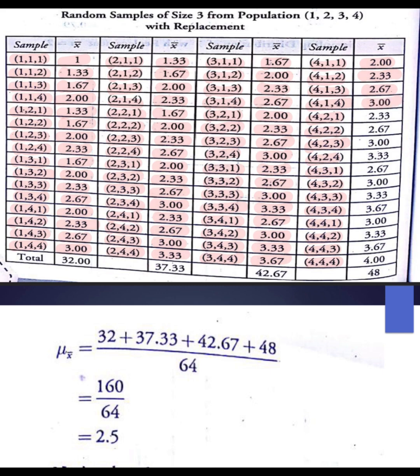4 plus 2 plus 1 divided by 3 is 2.33. 4 plus 2 plus 2 divided by 3 is 2.67. 4 plus 2 plus 3 divided by 3 is 3.00. 4 plus 2 plus 4 divided by 3 is 3.33.